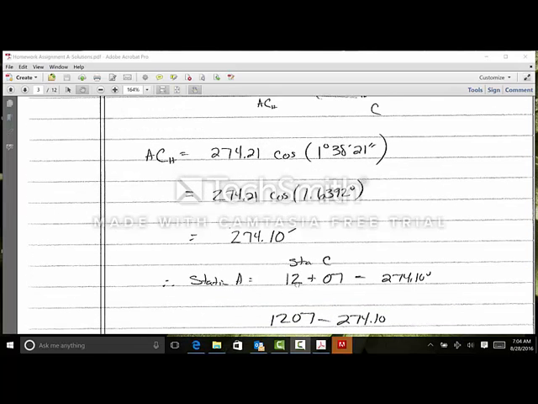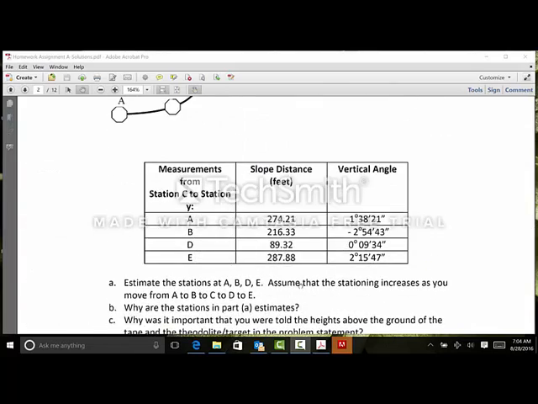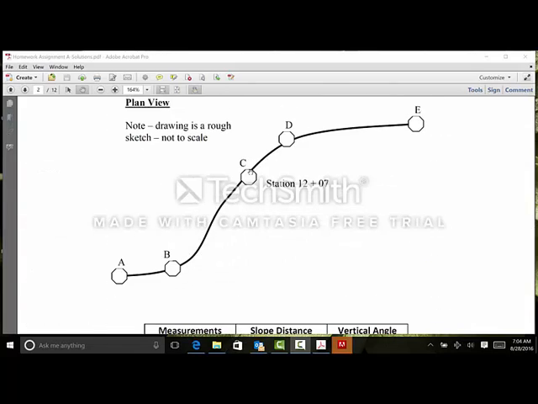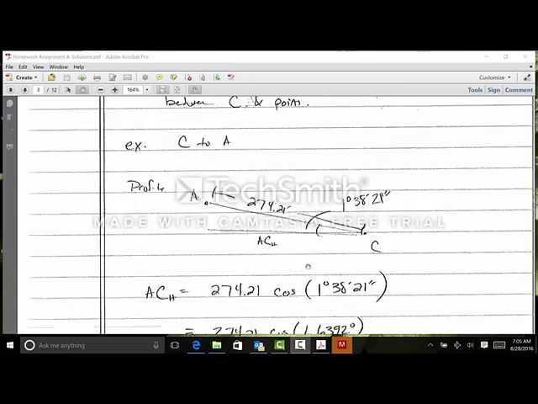Now, therefore, station A, if I come back up here and look at this figure, one thing I did not mention a moment ago, my stationing, I've been told, is increasing as I go from west to east. That's something you have to be told. So therefore my station at A will be less than the station at C. So I want to subtract this horizontal distance from the station to determine an estimate of the station at A.